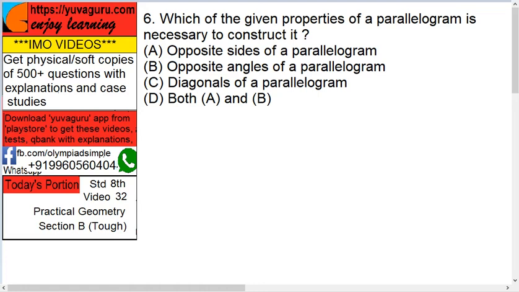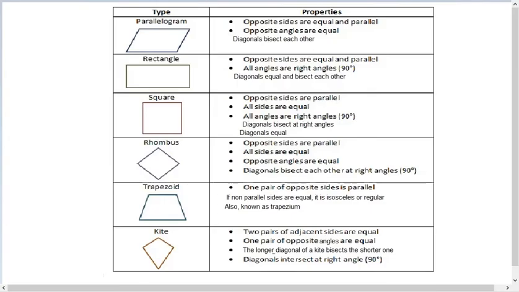Which of the following given properties of the parallelogram is necessary to construct it? Means, to construct a parallelogram, which of the following properties is of utmost importance? Here, you have to construct a parallelogram.